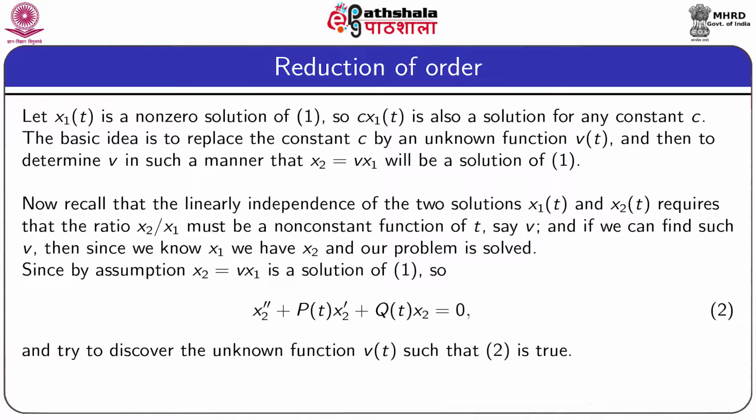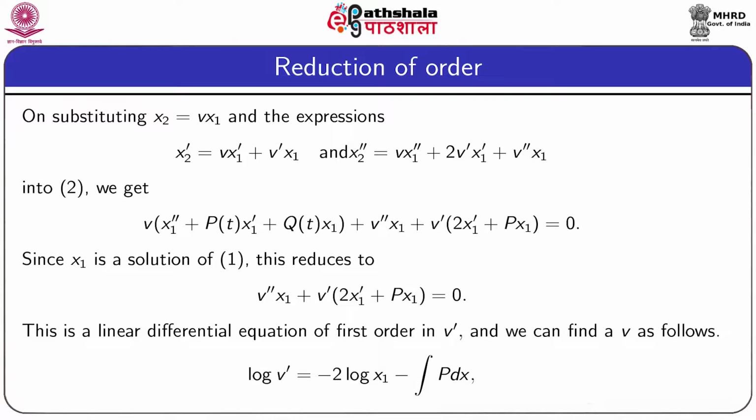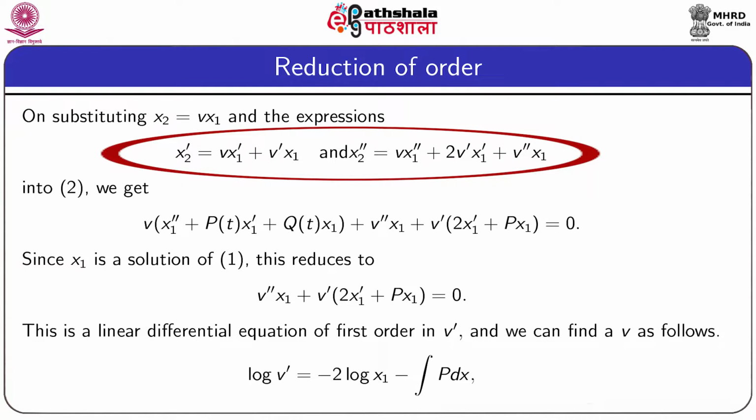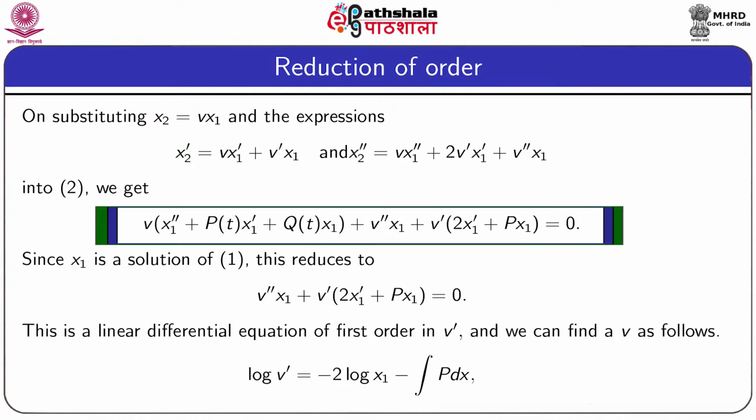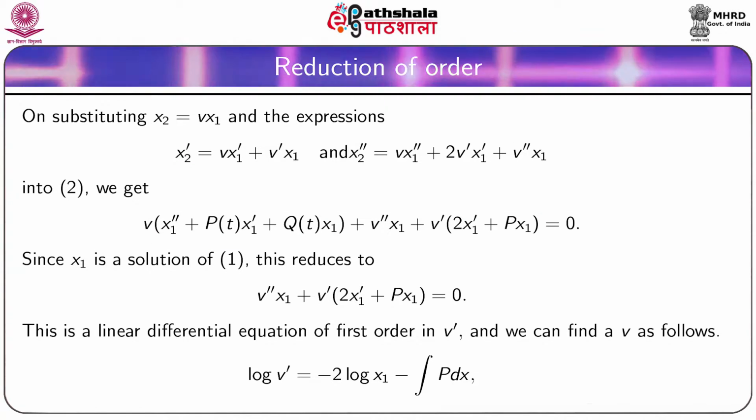Since by assumption x2 = v x1 is a solution of (1), we have x2'' + p(t)x2' + q(t)x2 = 0. And we try to discover the unknown function v(t) such that equation (2) is true. We substitute x2 = v x1 and we get x2' = v x1' + v' x1 and x2'' = v x1'' + 2v' x1' + v'' x1. We substitute these two expressions in equation (2) and we get v multiplied by (x1'' + p(t)x1' + q(t)x1) + v'' x1 + v' multiplied by (2x1' + p x1) = 0.